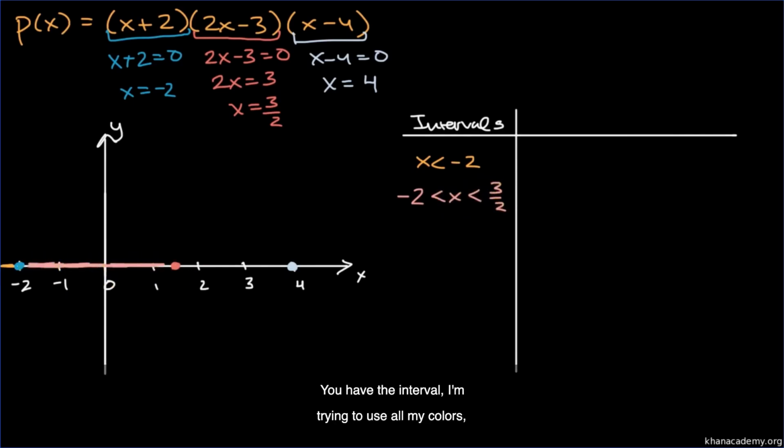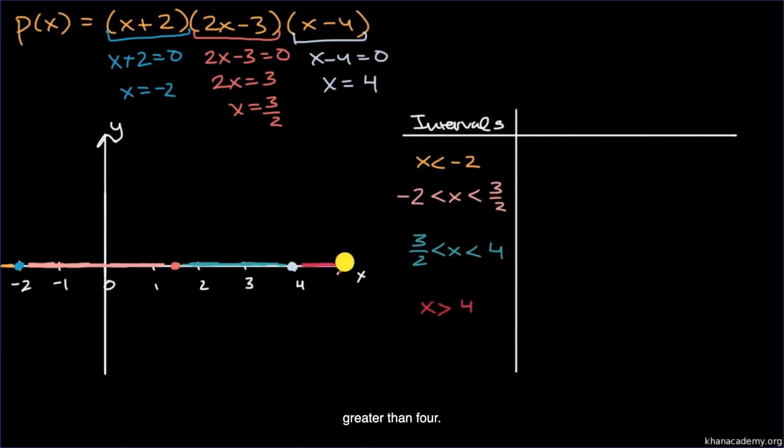You have the interval, I'm trying to use all my colors, between 3/2 and 4, this interval here. So that would be 3/2 is less than x is less than 4. And then last but not least, you have the interval where x is greater than 4, that interval right over there. So x is greater than 4.